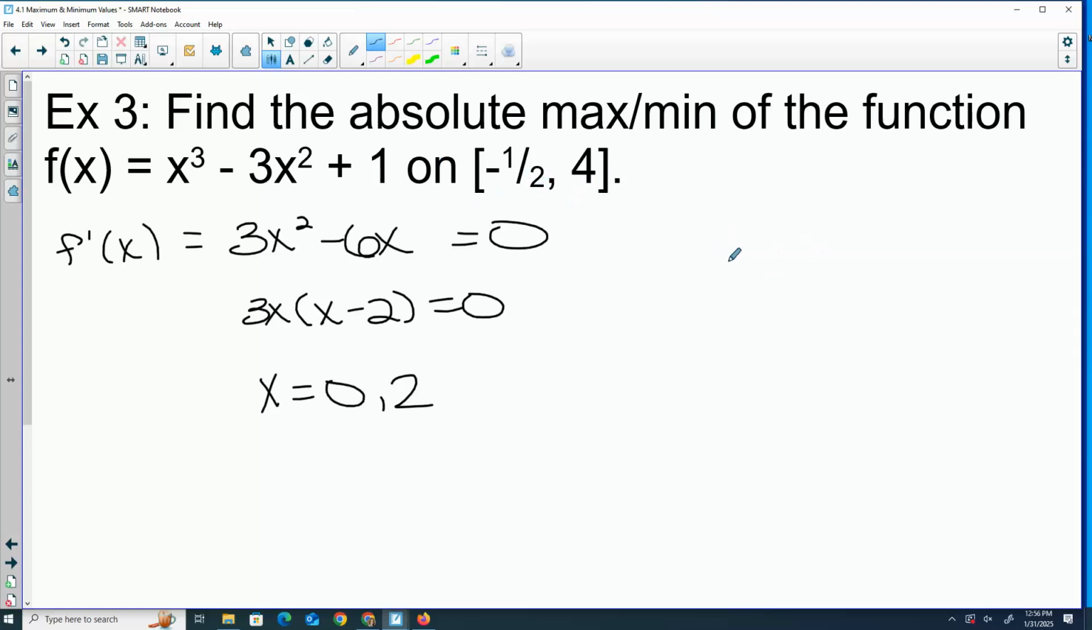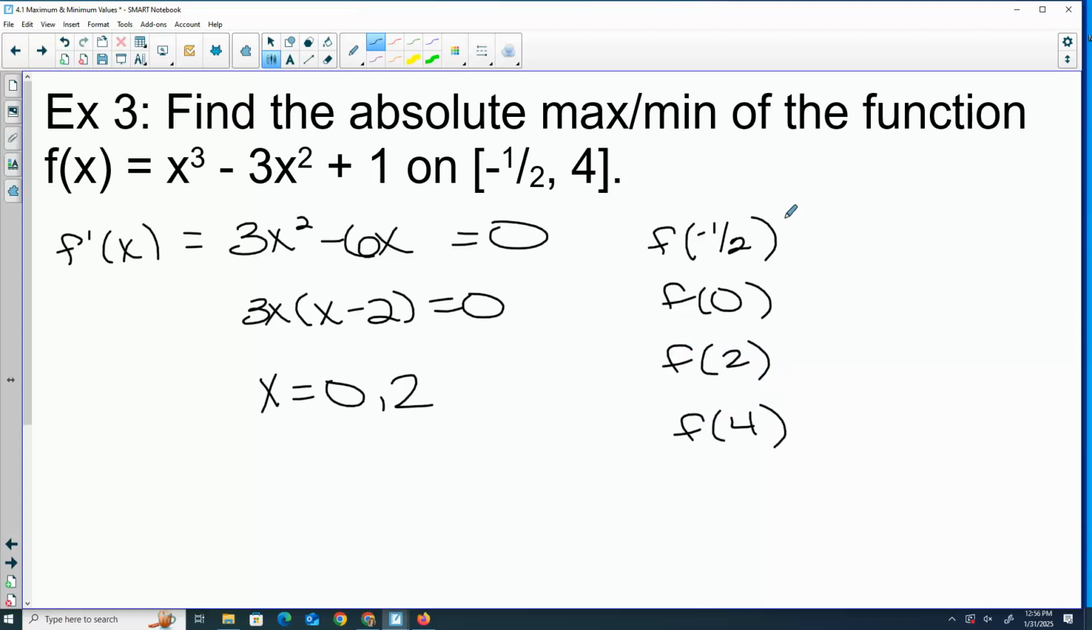Yes. So what I'm going to do is take my endpoints, because absolute maxes and mins can happen at the endpoints, and my critical points, and I have to plug all those numbers into what? The original function, to decide which one's the biggest and which one's the smallest. Okay, you can use a calculator here. Let's plug them in. I'll be nice, I'll do 0 for you.